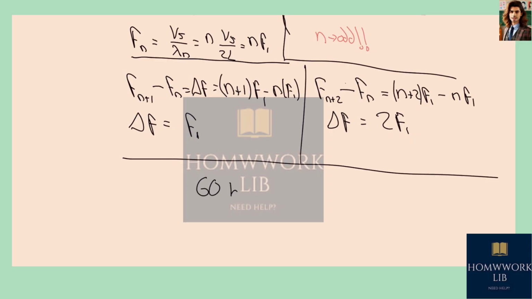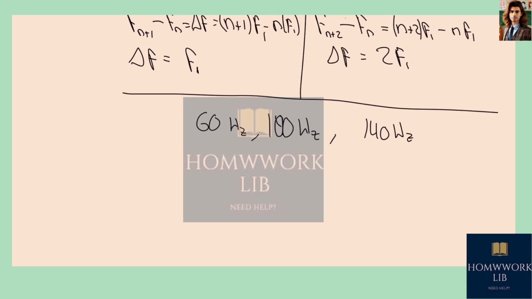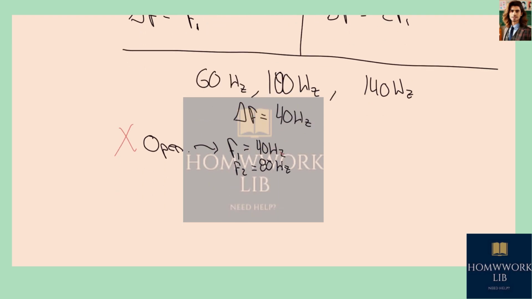We have 60 Hz, 100 Hz, and 140 Hz. Notice that the difference is equal to 40 Hz. Let's analyze first if it was an open system. If this was open, this would mean that the fundamental is equal to 40 Hz. Thus, the first harmonic would correspond to 80 Hz. With this, we can already say that this is not the correct option for us, because we cannot satisfy this condition for delta f.